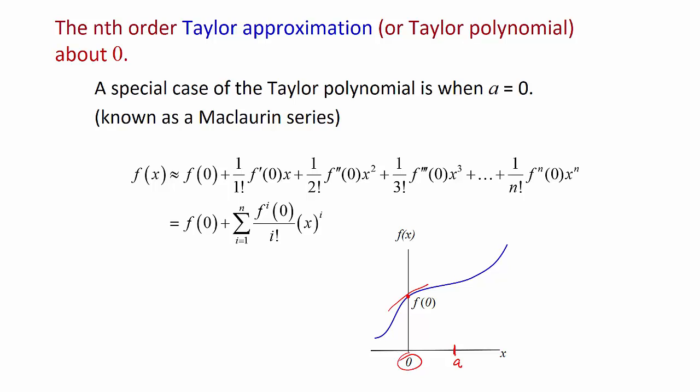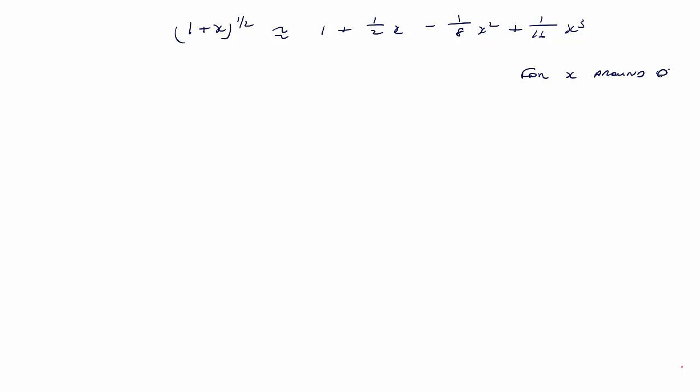So let's go back to our example then. We have (1 + x)^(1/2) is approximately equal to 1 + (1/2)x - (1/8)x^2 + (1/16)x^3 for x around 0. We can use that to solve particular problems.